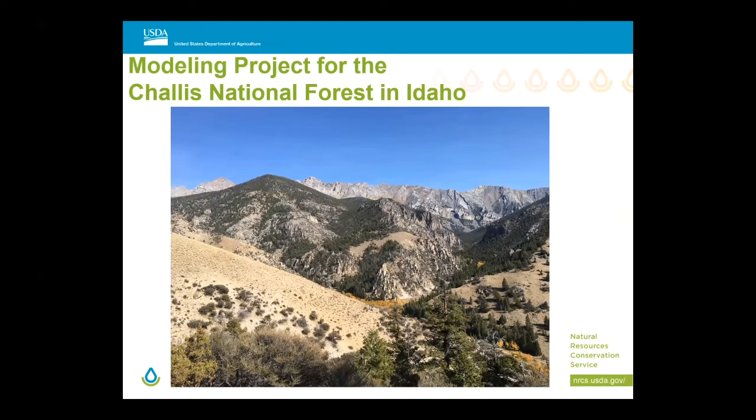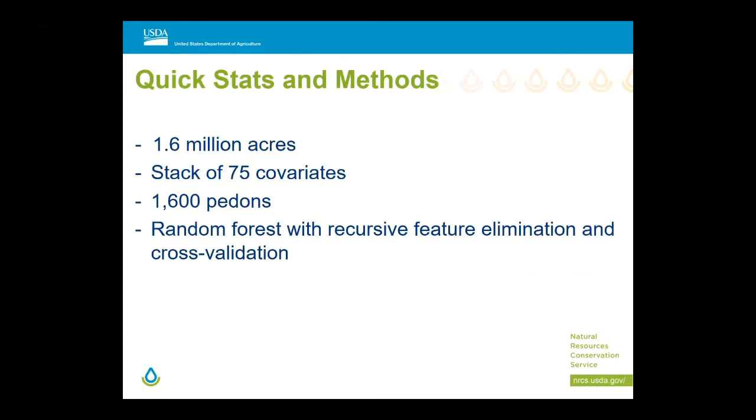It is very mountainous terrain with diverse ecological sites, from wet meadows and riparian areas to mountain mahogany and low sage on the south slopes, Douglas fir and subalpine in the higher elevations, and whitebark at the highest. The project covers 1.6 million acres. We have a stack of 75 covariates and 1,600 pedons gathered while mapping traditionally. It uses a random forest script with recursive feature elimination and cross-validation.